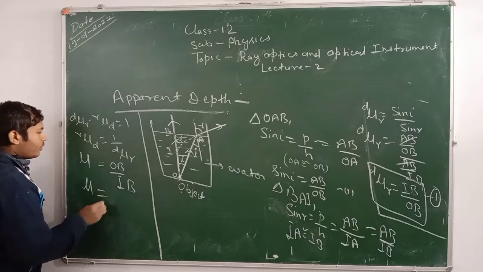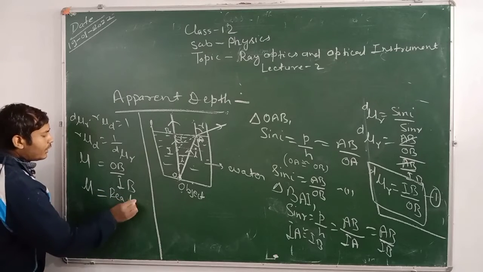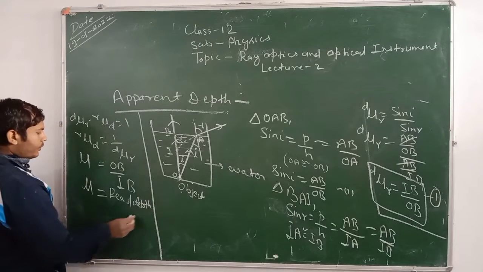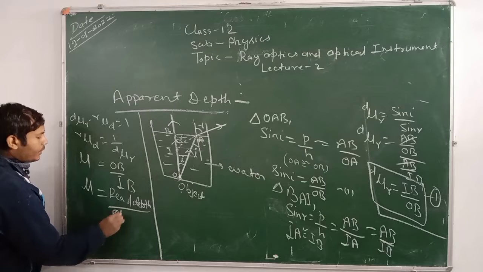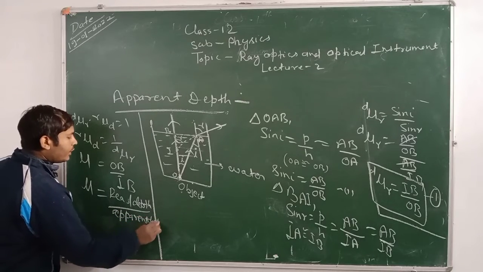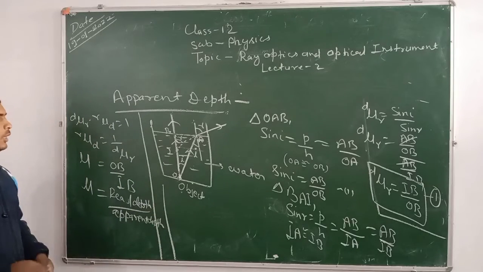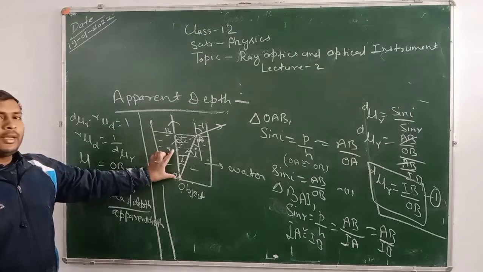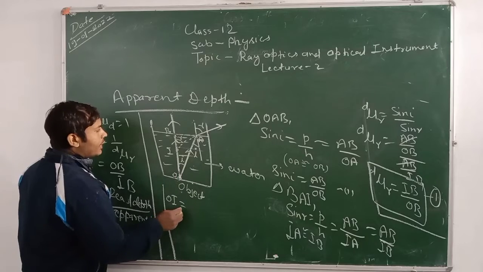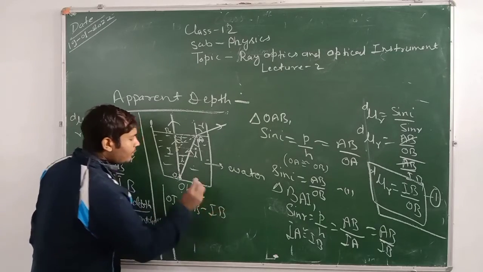Means mu will be equal to real depth upon apparent depth. Is it clear? And if we want to calculate OI, so what will be OI? OI can be written as OB minus IB.